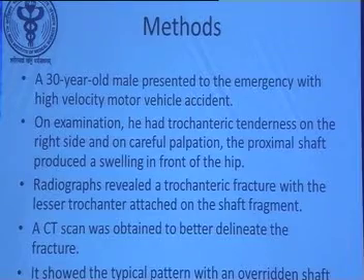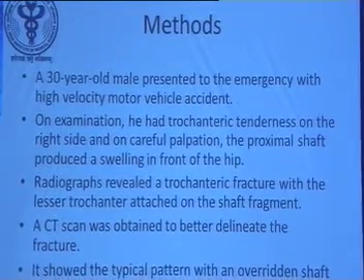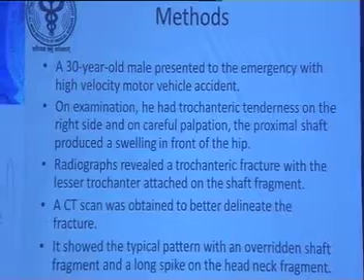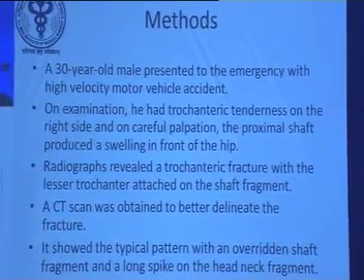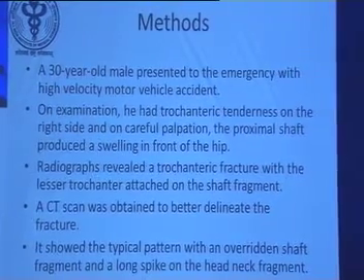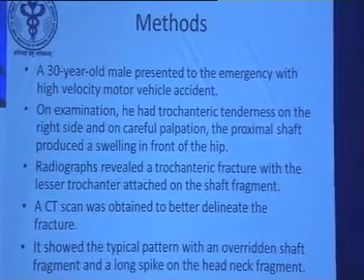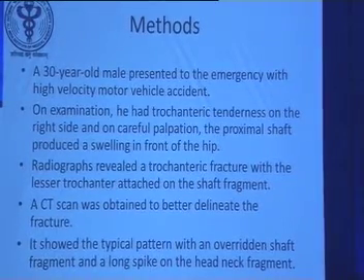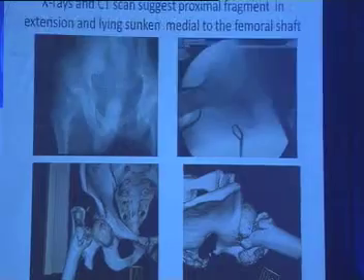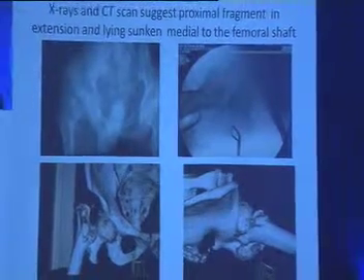A 30-year-old male presented to the emergency with a high-velocity motor vehicle accident. He had trochanteric tenderness on the right side, and on palpation we can feel a swelling in front of the hip. The radiographs revealed a trochanteric fracture with the lesser trochanter attached to the shaft fragment. A CT scan was obtained to better delineate the fracture. It showed the typical pattern with an overridden shaft fragment and a long spike on the head and neck fragment, as you can see on this X-ray.